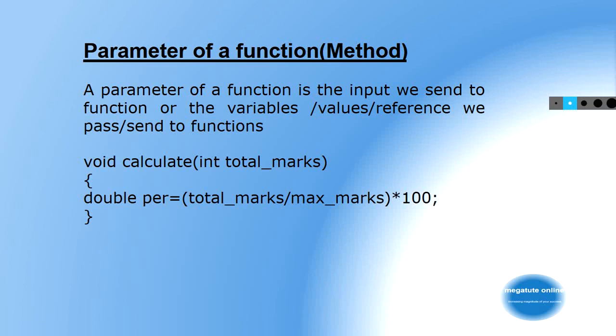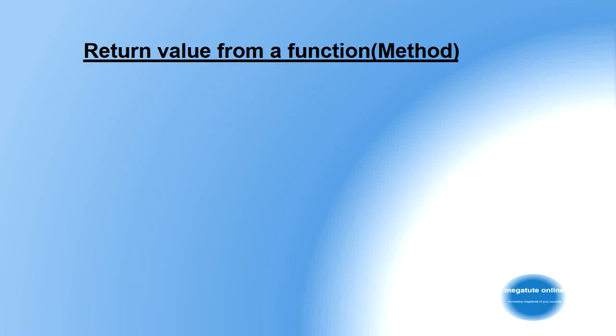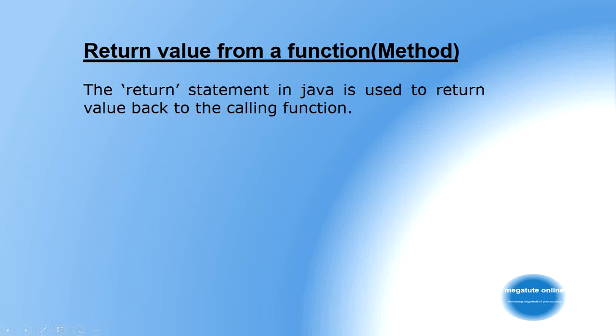All right, guys, now let's see the return value of a function. What is a return value? As we said, a function is a set of instructions designed to do a certain task, and in the previous slide I told you that it takes input. So when it takes input, it's bound to give you output also. A function also produces an output. The output which a function produces and sends back to the calling function is called the return type of the function or return value of the function. The return statement in Java is used to return a value back to the calling function.